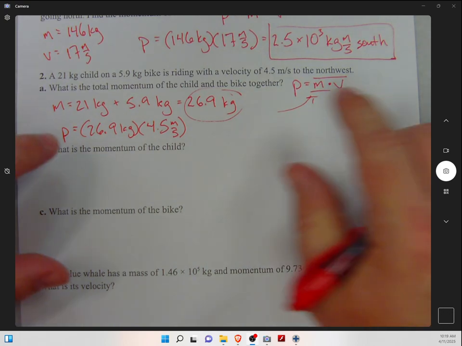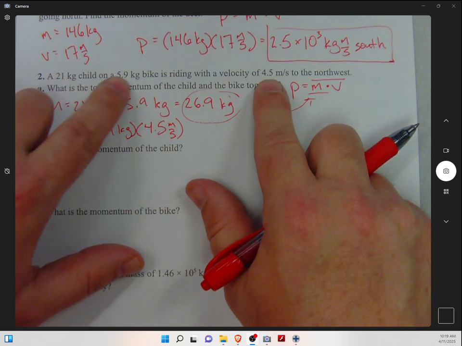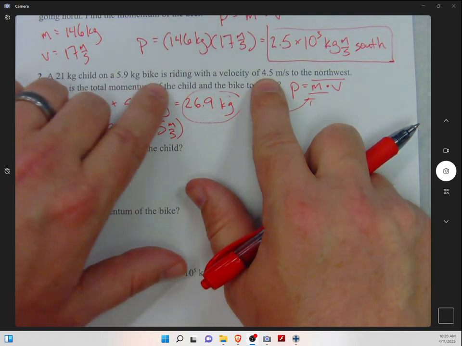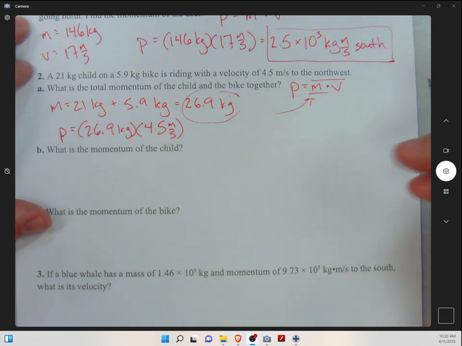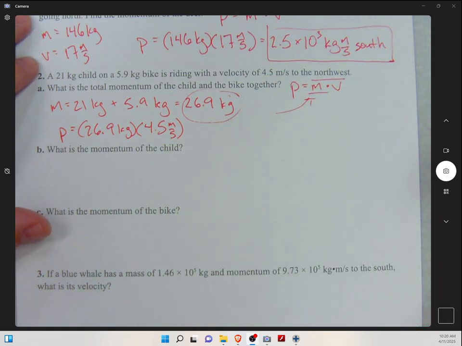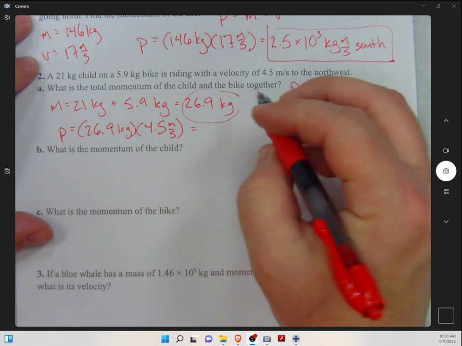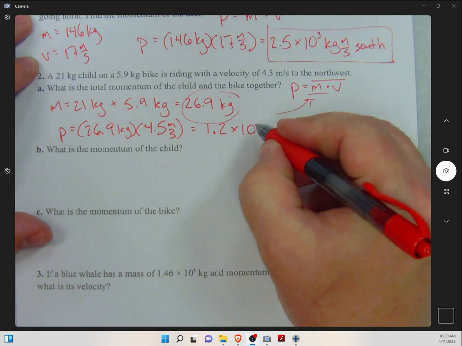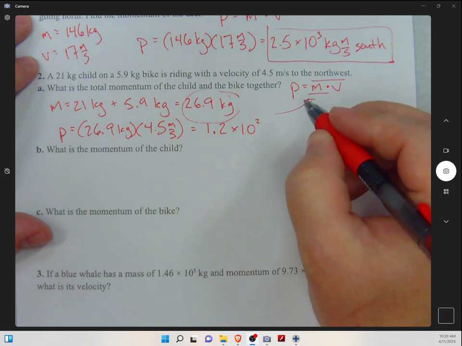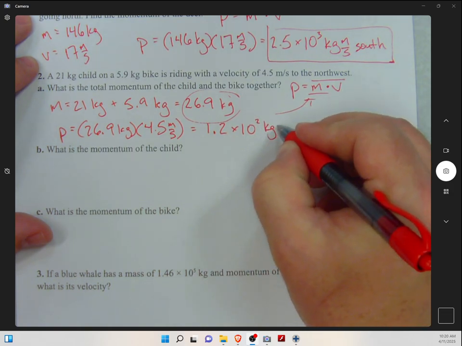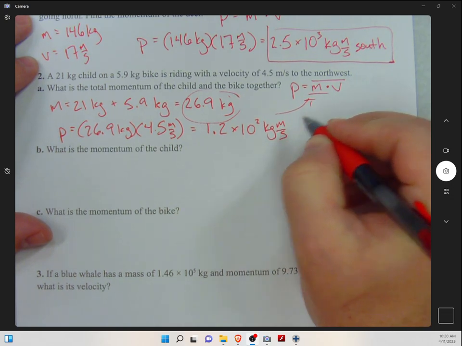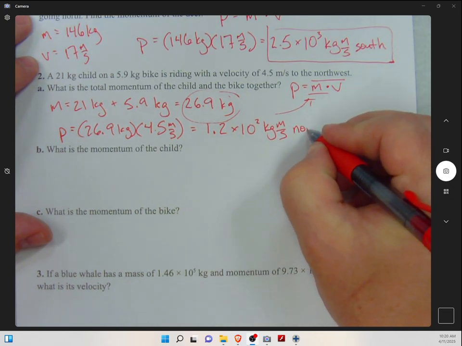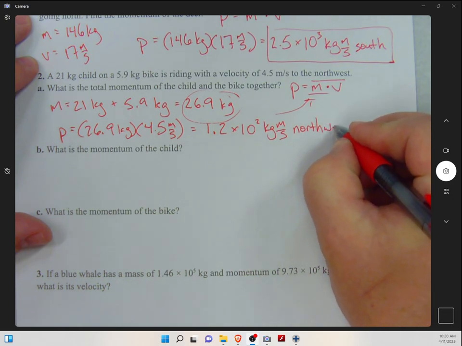I need to round this to just 2 sig figs. You'll see that each value that I'm given by the question just has 2 sig figs. So my answer needs to have 2 sig figs as well. So I'm going to round my answer so that I can report it with 2 significant figures. And that's going to be 1.2 times 10 to the second kilogram meters per second. And this is going to be northwest.